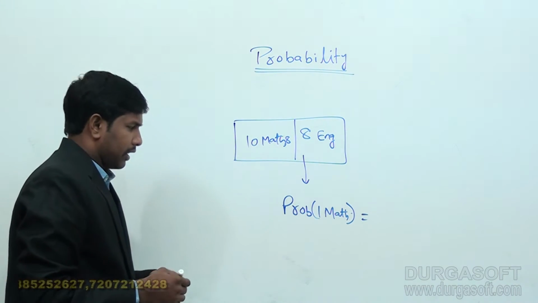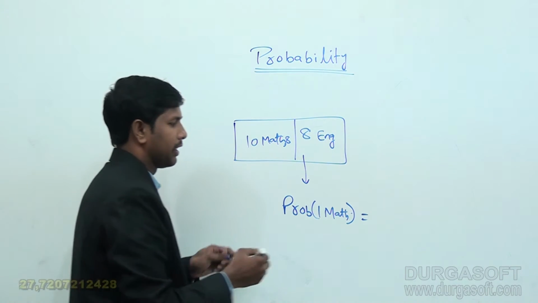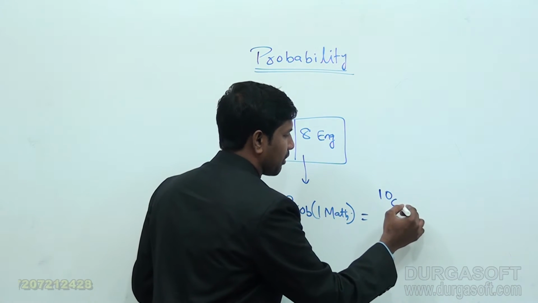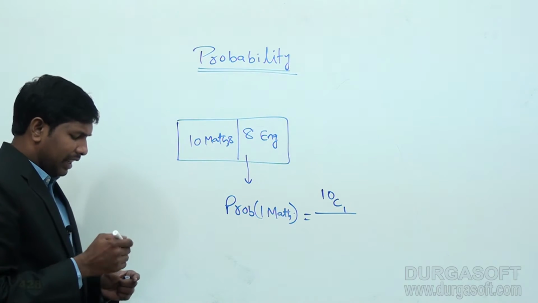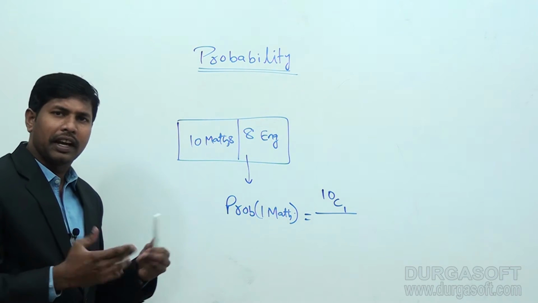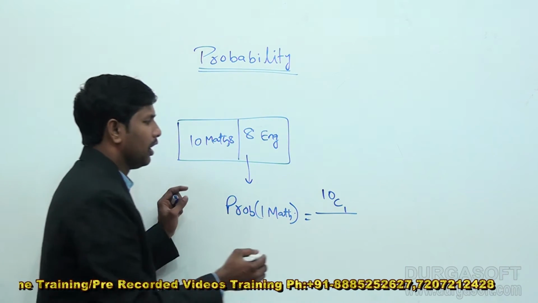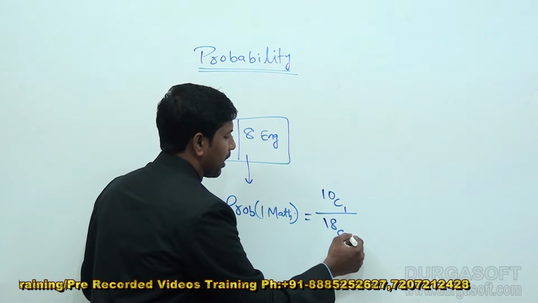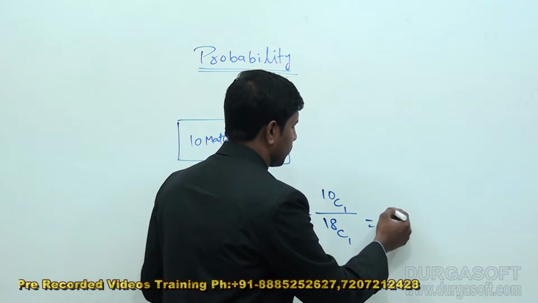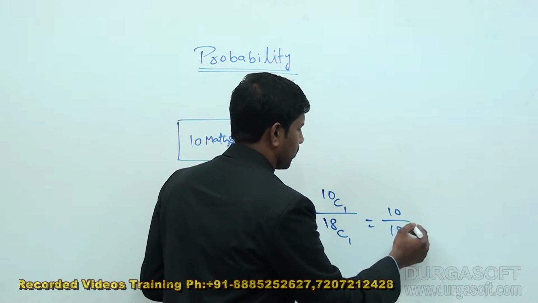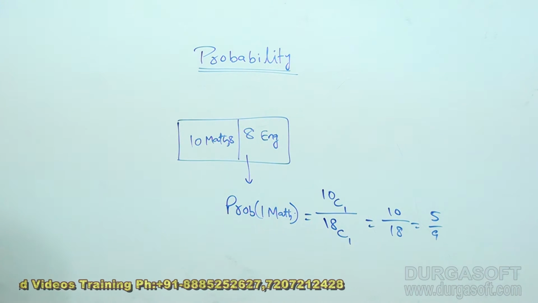In order to get the math book, first we should select the book from the same category, so I can select that required book in 10C1 ways. But when you take a book from the shelf, we can expect any book, whether it is an English or math book. That's why in total we have 18C1 chances. So this shows the probability of selecting the math book from the shelf.